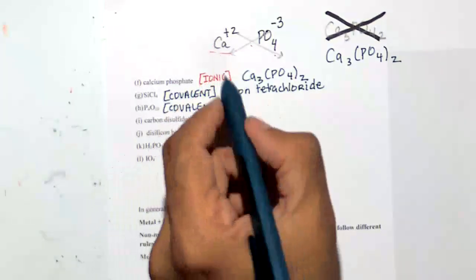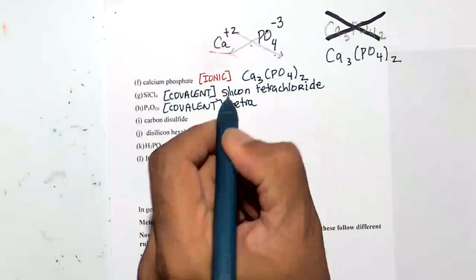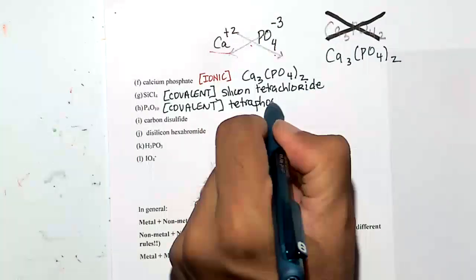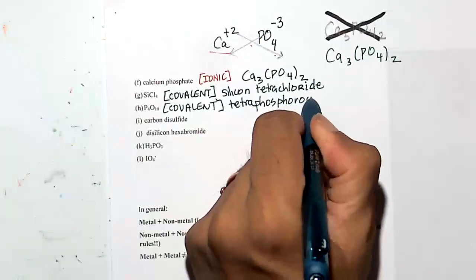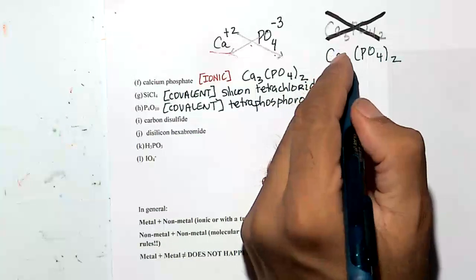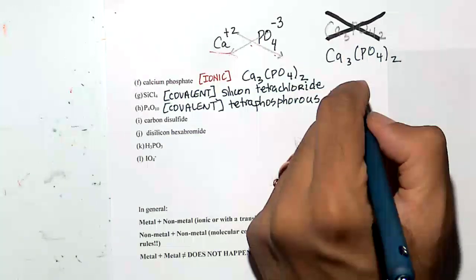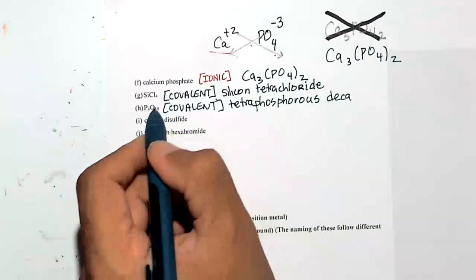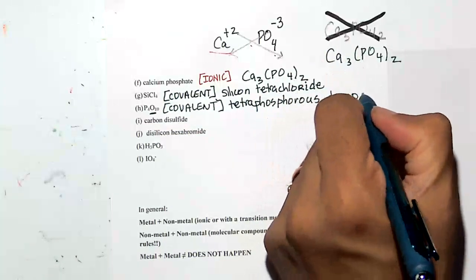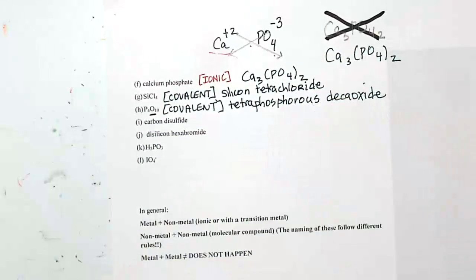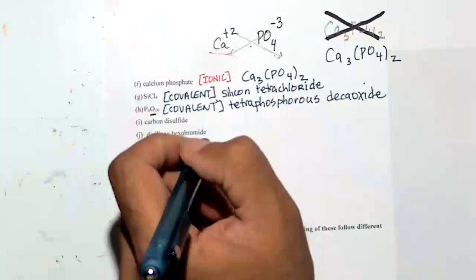How will we name this? Tetra. What's P? Phosphorus. And then 10. What's 10? Deca. It's oxygen, not chlorine. Oxide. Okay, tetraphosphorus decaoxide. Okay, you guys getting it? We've got a couple more here, so bear with me.